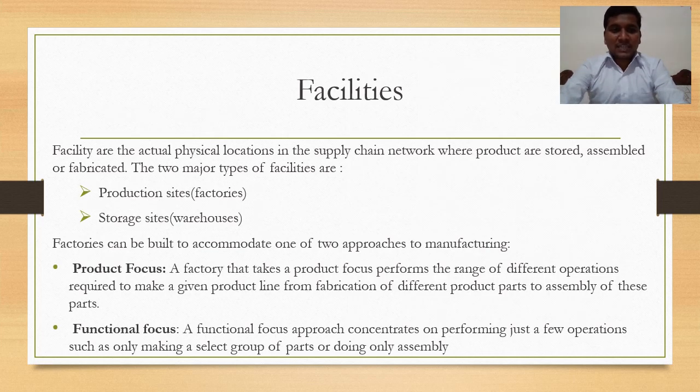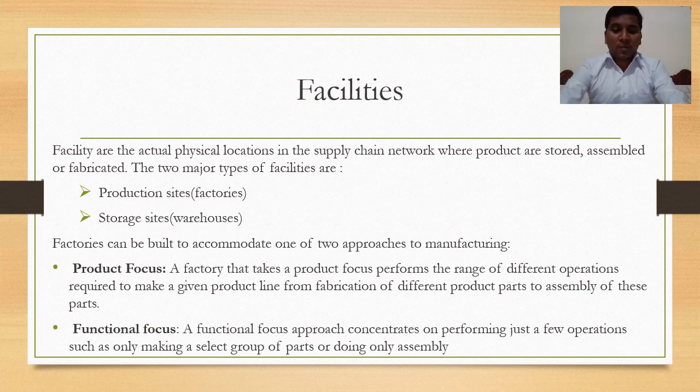Facilities. Facilities are the actual physical locations in the supply chain network where the products are stored, assembled, or fabricated. The two major types of facilities are production sites and storage sites. Production sites are also called factories, and storage sites are called warehouses.